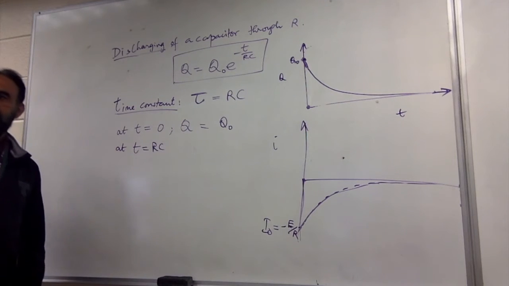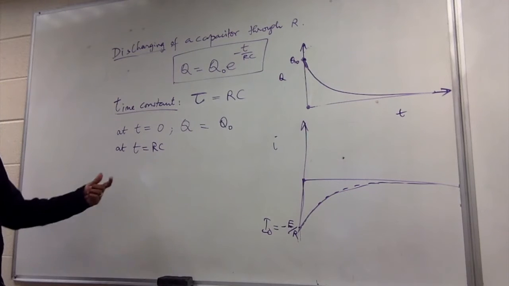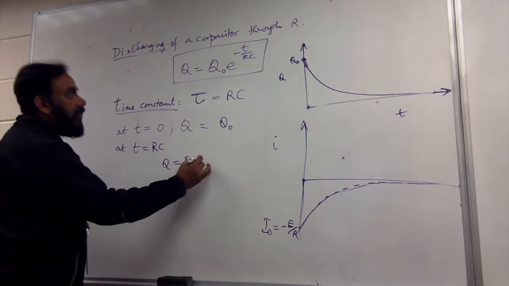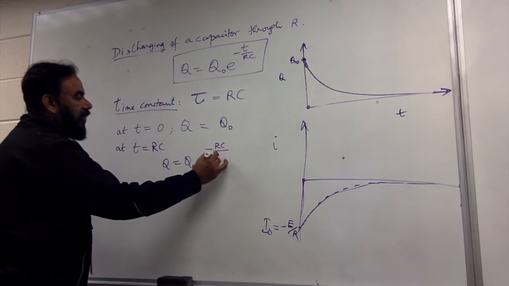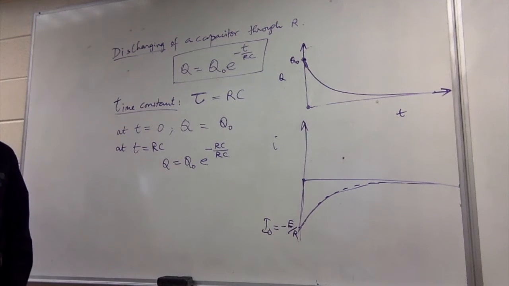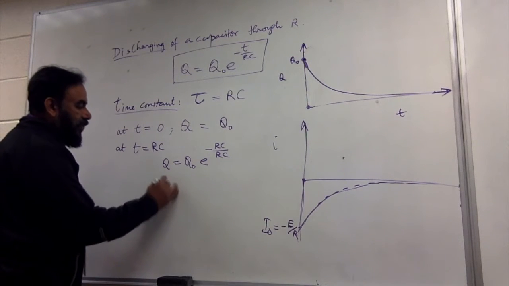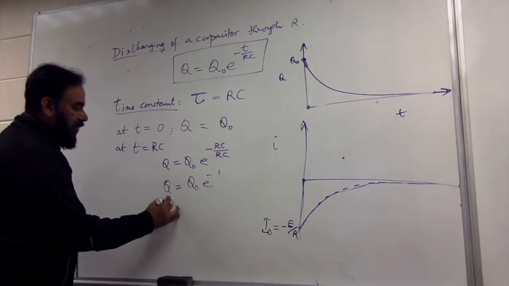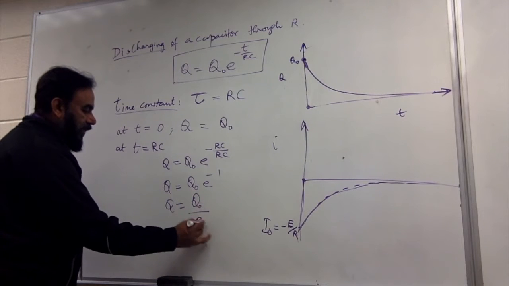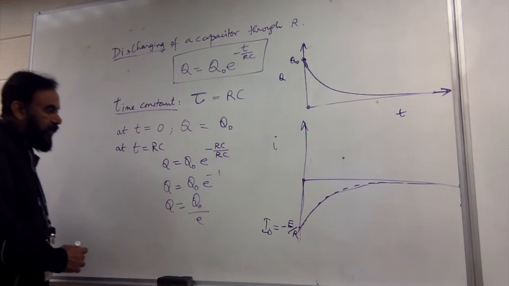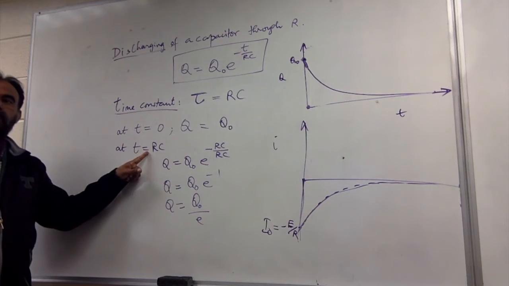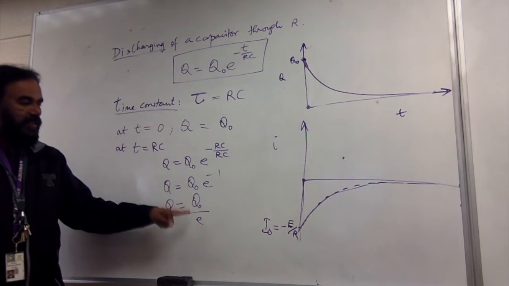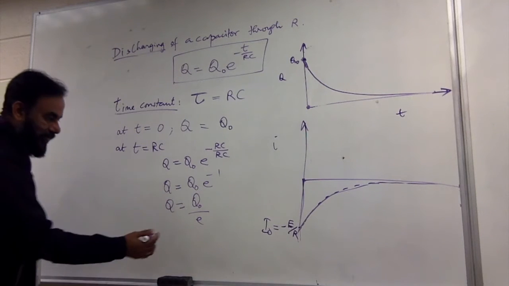Same thing at t equal to RC, when the time is one time constant, which is RC. What's going to be the equation? Q is equal to Q naught e to the power of minus RC upon RC. That is, Q is equal to Q naught e to the power of minus 1, which basically means Q is equal to Q naught over e. So when the time is one time constant, the charge that remains will be just 1/eth of its original value.